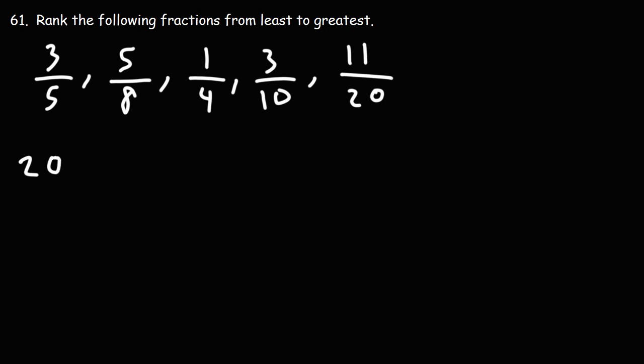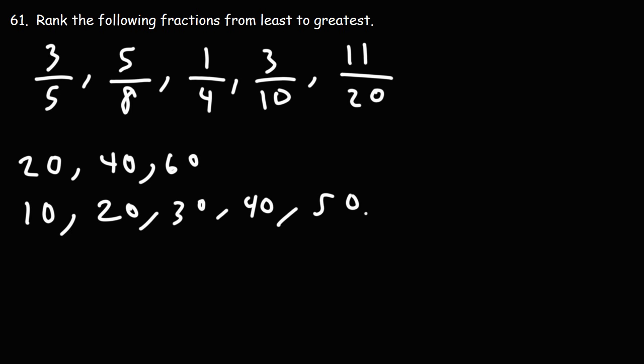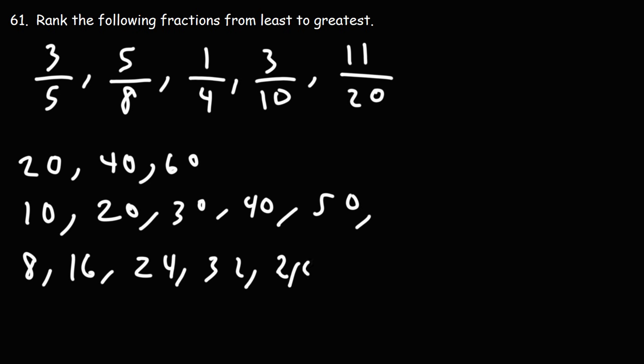Let's start with the largest one, 20, 40, 60, and so forth. Next we have 10, 20, 30, 40, 50, and so forth. Next we have 8, 16, 24, 32, 40, 48. Now notice that 5 goes into 10, or in other words, 10 is a multiple of 5. So we don't really need to write out the multiples of 5. 8 is a multiple of 4, so we don't really need to write the multiples of 4.